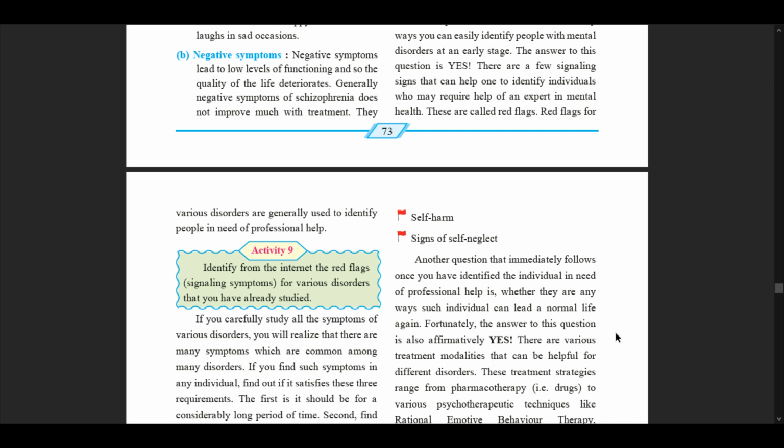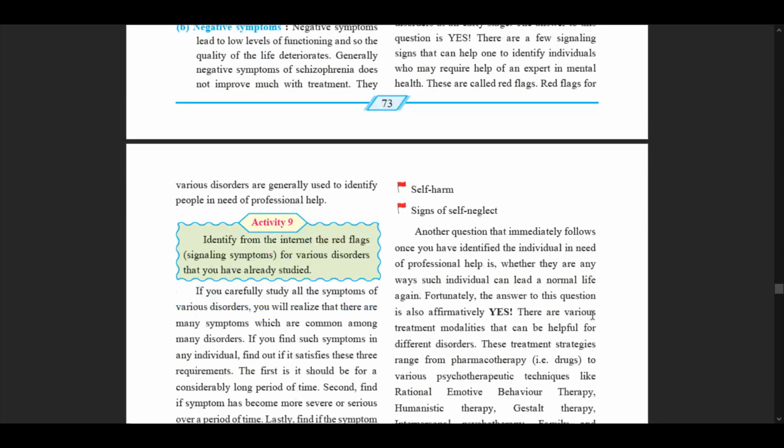There's an activity given here, activity number 9. Identify from the internet the red flags that are the signaling symptoms for various disorders that you have already studied. The disorders are bipolar disorder, also called manic depressive disorder. Then we can study the different stress related disorders, that are ASD and PTSD, and different ones as we move forward.